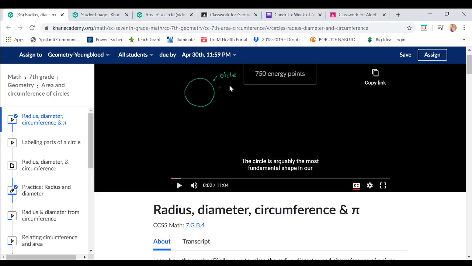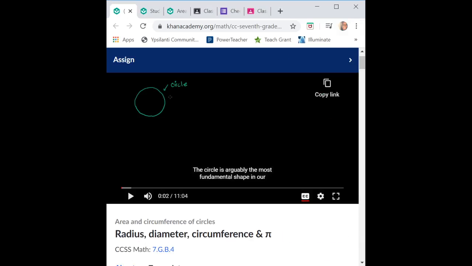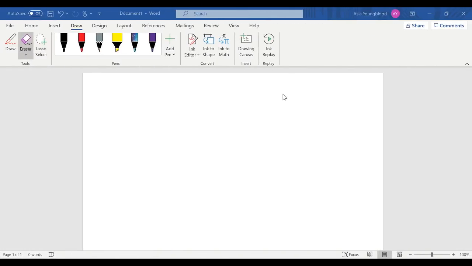Okay. So in this intro, Sal is just talking about a circle. So what we want to start by doing is defining what a circle is. So we're going to switch to our sketch screen.